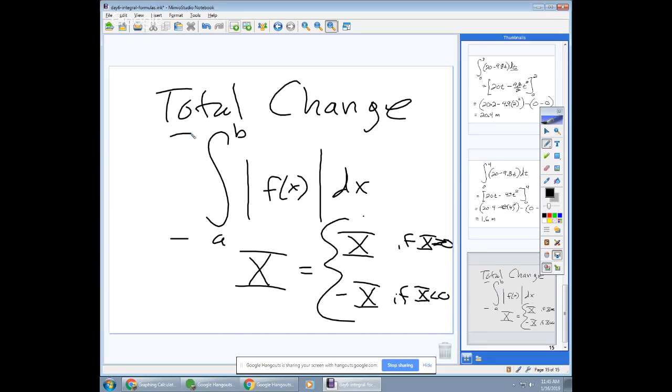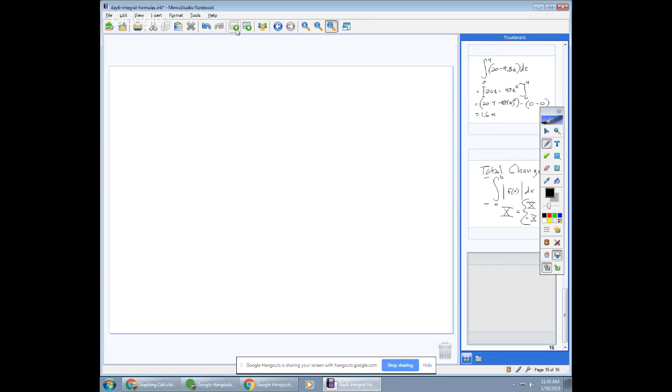Okay? And I mentioned that the other day. Net area is easy. Integrate, plug in, done. Total area, way harder. We have to do some analysis in between. So analysis time. Because of the definition of absolute value, I have to look at my v function, which happened to be that derivative of height, which was 20 minus 9.8 t, and I've got to figure out when it's greater than 0 and when it's less than 0.